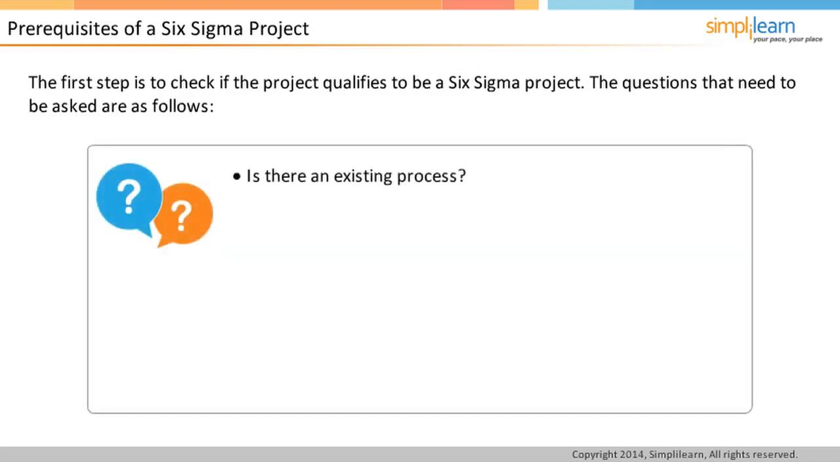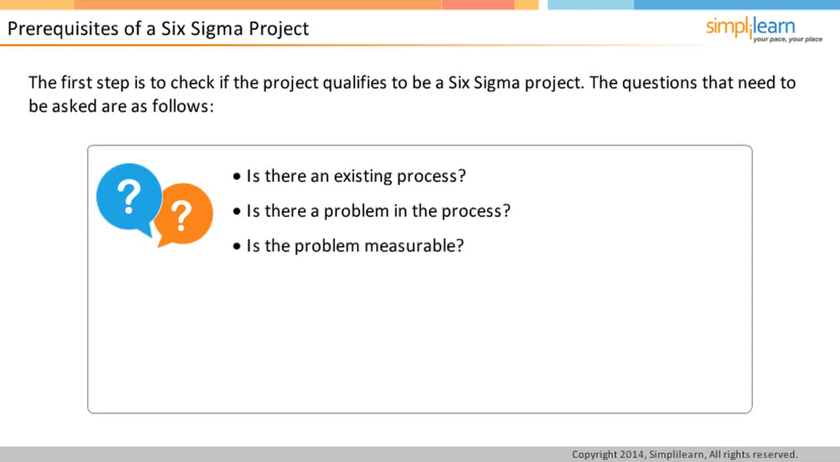Is there an existing process? To implement the DMAIC methodology of problem solving, a process needs to exist. The process should be in operation for the development of the product or service. Is there a problem in the process? Ideally, the process should not have any problem. If there is a problem in the process performance, the process needs to be improved. Is the problem measurable? The problem has to be measurable in order to assess the root cause and the impact of the problem on the process.